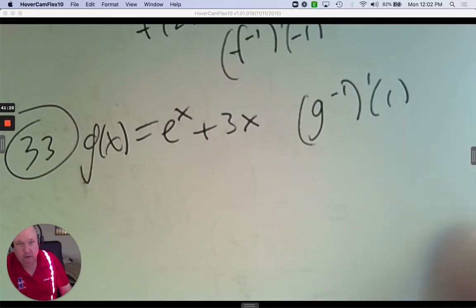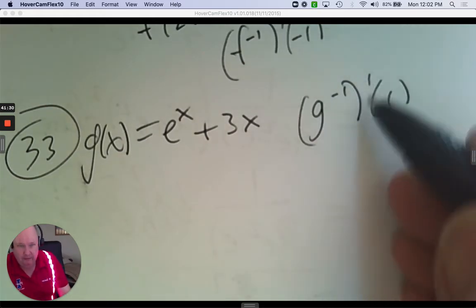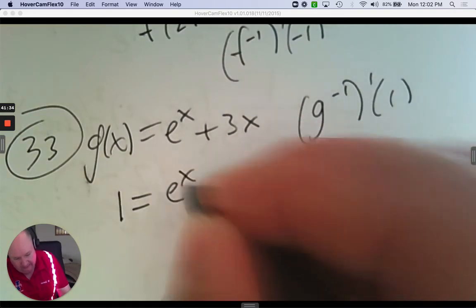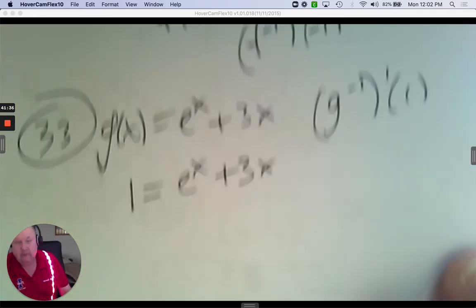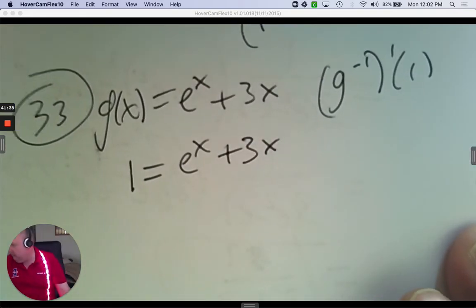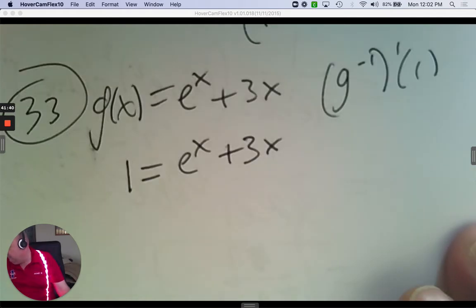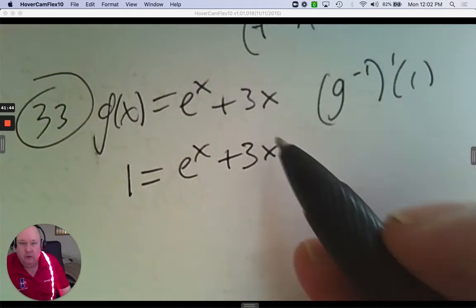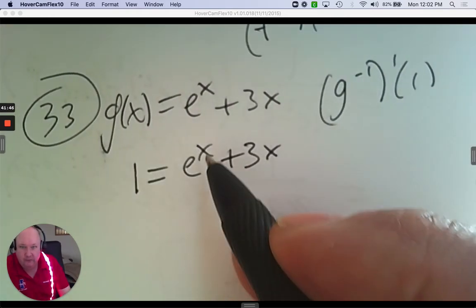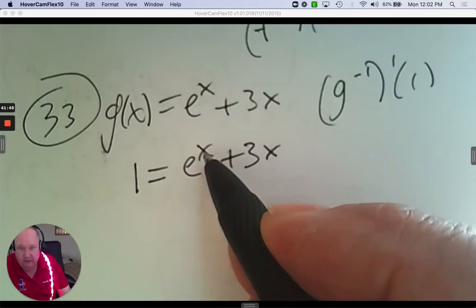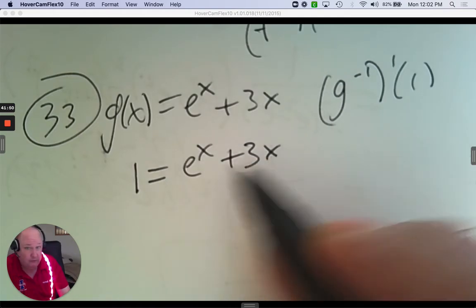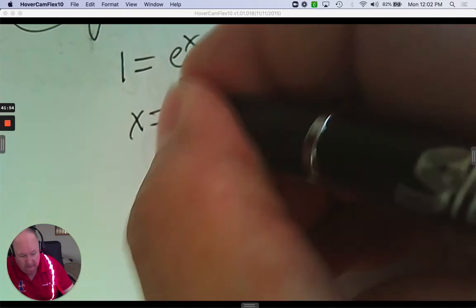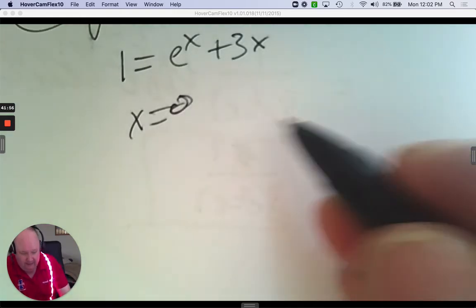Given that, for the inverse, the x value is 1. For g of x, that would be the y value. So I'm going to make it equal to 1, and then I'm going to solve it. There's no quick way to do it. You could do it with the calculator. If you plug in 0 for x, e to the 0 is 1, and 3 times 0 is 0. It works. So you can guess and check or use your calculator. But the answer to that is 0.